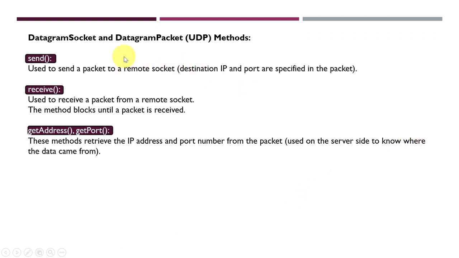DatagramSocket and DatagramPacket, that is, UDP methods. Send is used to send a packet to the remote socket, where the destination IP and port are specified in the packet. Receive is used to receive a packet from a remote socket. The method blocks until a packet is received. getAddress and getPort retrieve the IP address and port number from the packet, used on the server side to know where the data came from.